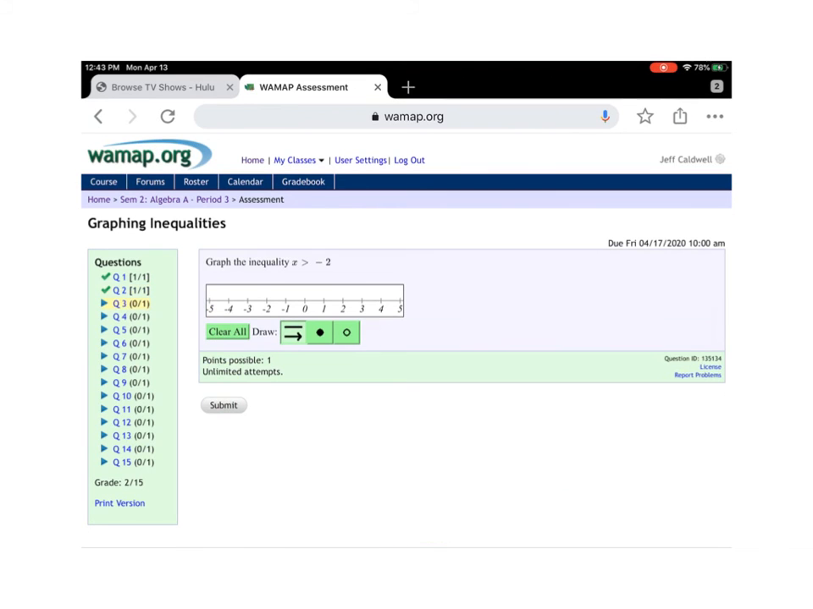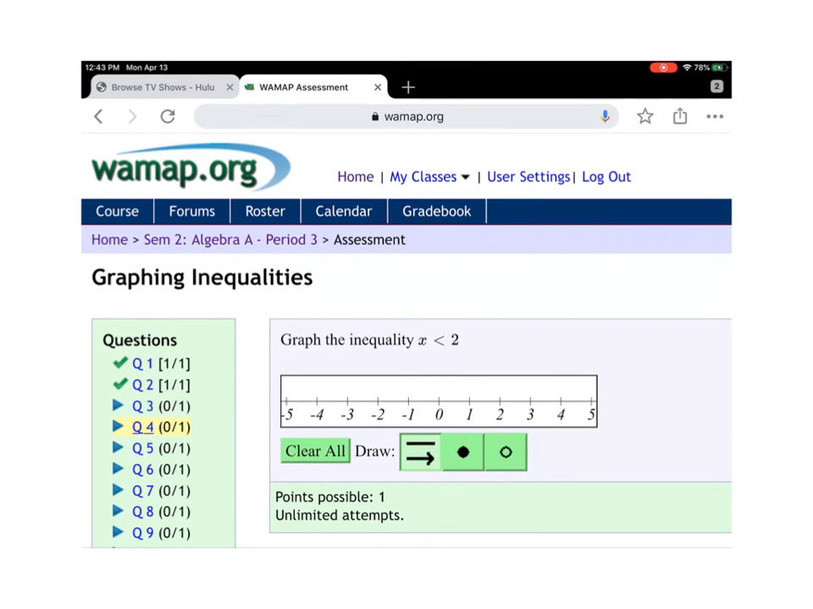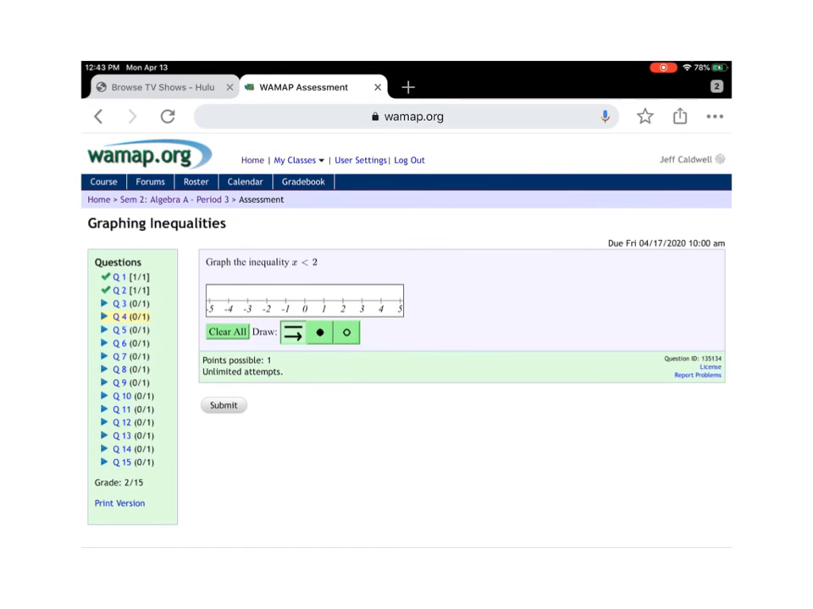Another example, let's find one with an equal to. Here we go. X is less than or equal to 2. 2 is equal to 2. 2 is a solution in this case. Since there's an equal to, I put a solid dot on 2. And I want numbers less than. Numbers less than, again, are always to the left.